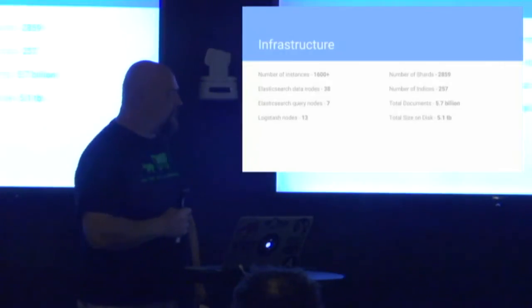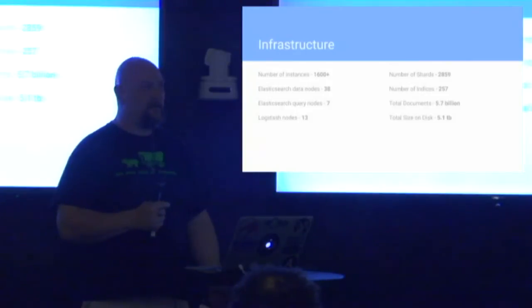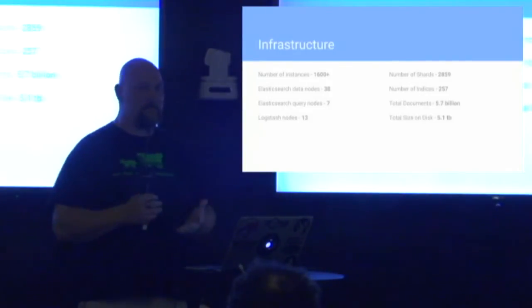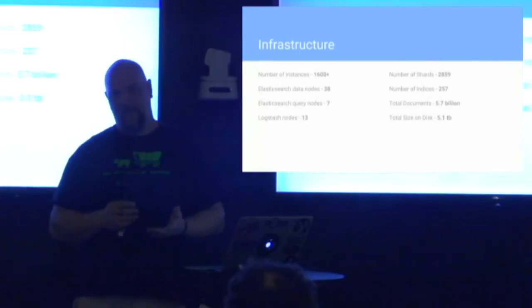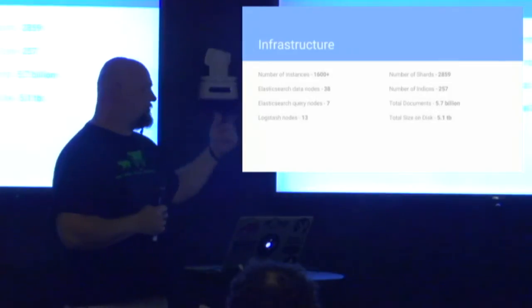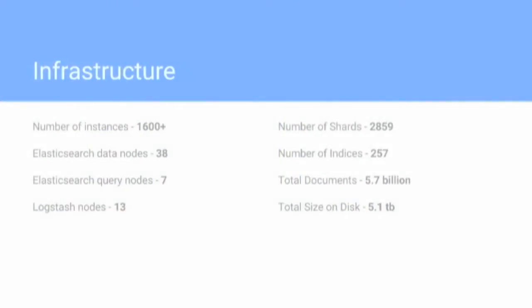All right. So a little bit about our infrastructure. Dealing with about 1,600 instances, mainly Amazon, AWS, some Rackspace. We also have OpenStack in the office. For our Elasticsearch infrastructure, 38 data nodes spread across 5 different regions globally. So, part of this is for redundancy. Our logs are important. We use them for a lot of different things.